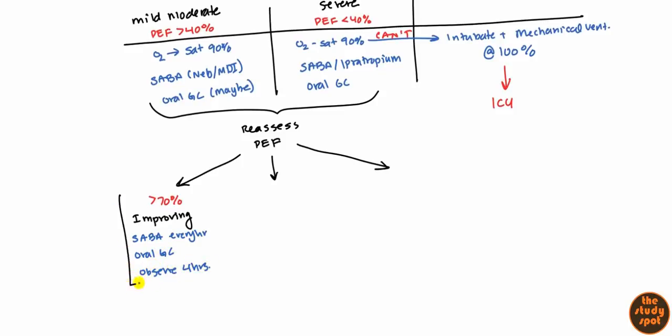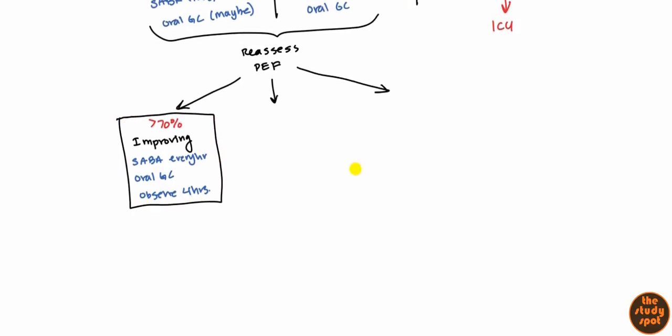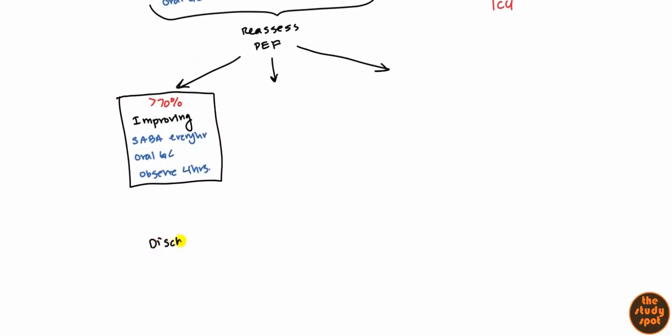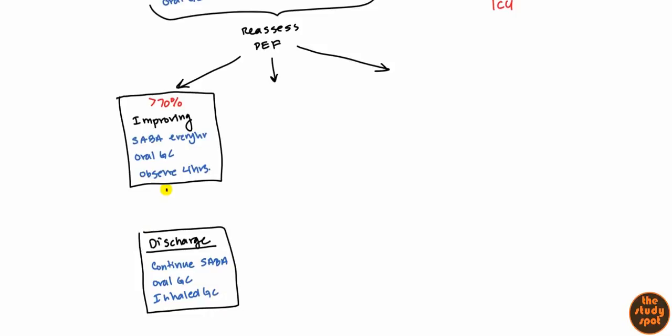After you observe them for about 4 hours and they seem to be improving, you can discharge them. When you discharge them, tell them to continue the short-acting beta agonists, continue the oral glucocorticoids, and maybe even the inhaled glucocorticoids. Even though they might have gotten better, you still want to prevent any type of re-stimulation. So that's improving, which is around 70%. If they're about 40 to 69%, that's considered not improving.